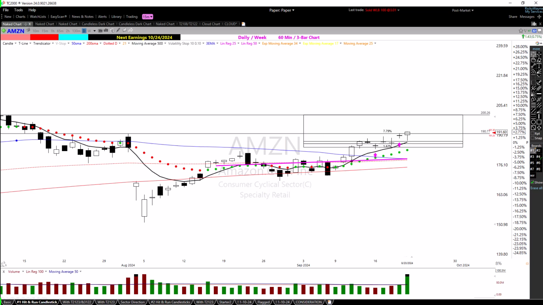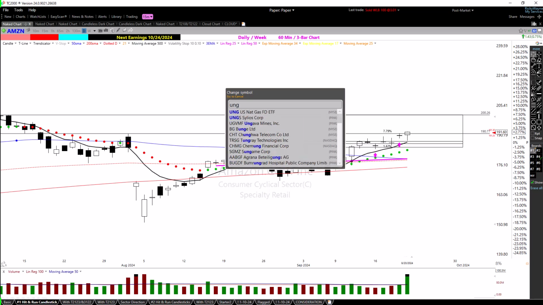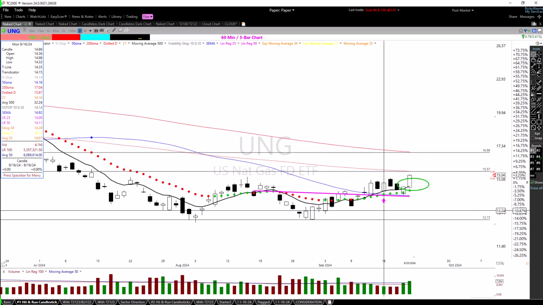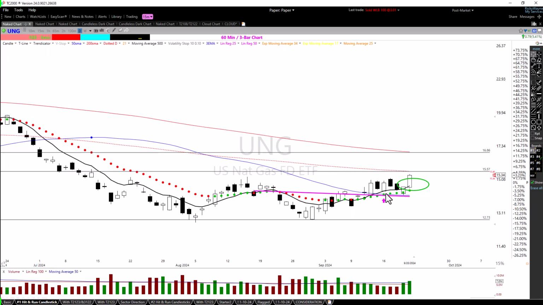Here's another one that I would like to share with everybody. Here's one that I sent out to members of the trading room, or members of Hit and Run Candlesticks. I posted in the trading room and on the members app. So no matter where you are on the app, you would get the alert. And what I did is I posted this on September 16th, Monday, September 16th, right here.